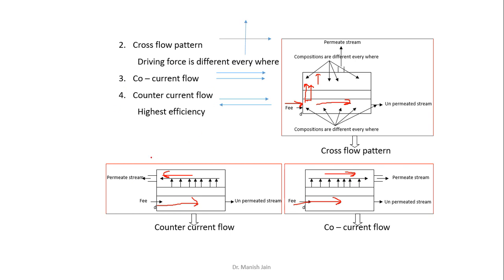So among all four patterns, the counter current flow pattern gives the highest efficiency. Why? Because in the counter current flow pattern you have the highest driving force across the membrane, since the driving force depends upon the concentration. So the concentration difference across the membrane will be higher in the counter current flow pattern.